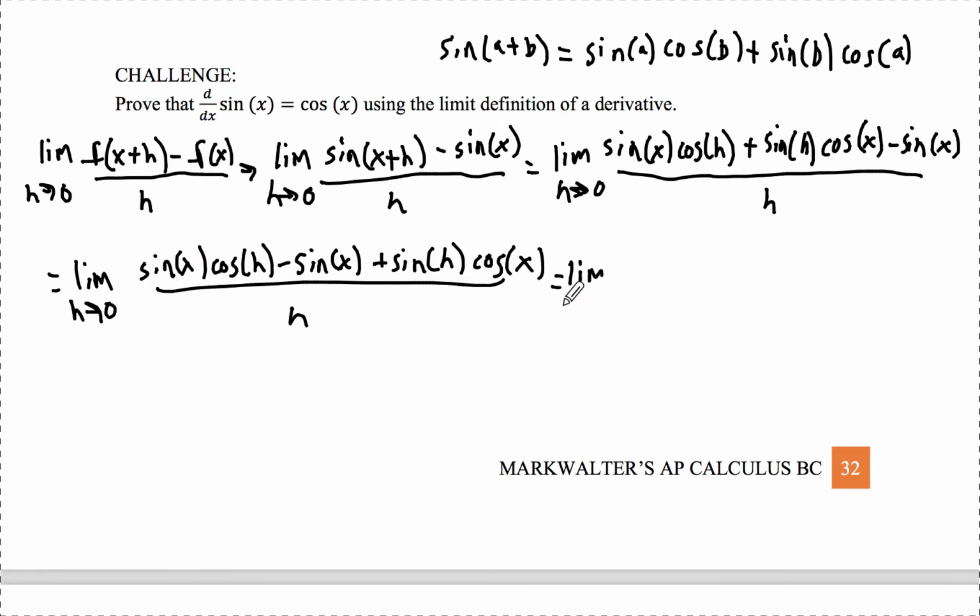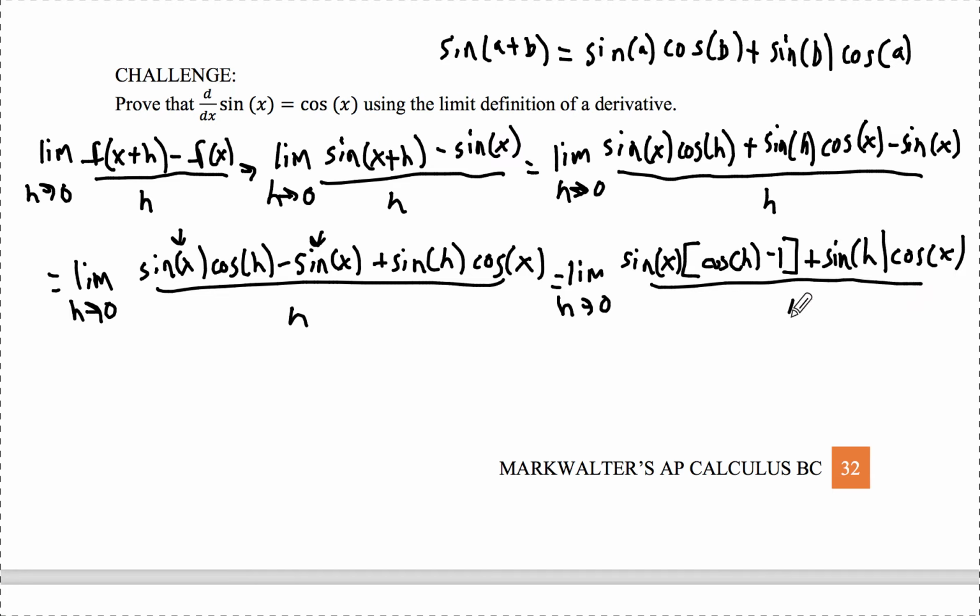So that'll leave me the limit as h approaches 0 of sine of x. I'm going to factor out each of these sines of x just from these first two terms. So times the cosine of h minus 1. So if I factor sine of x out, I get cosine of h. If I factor sine of x out of here, I get a minus 1. But then that plus sine of h cosine of x is still there, all over h.